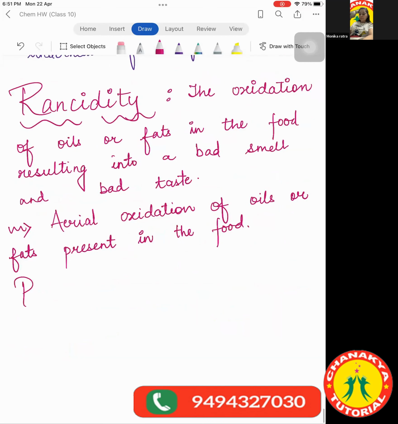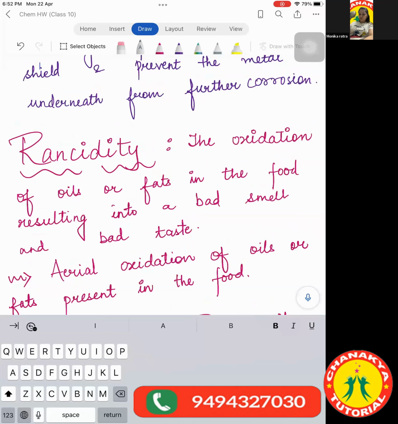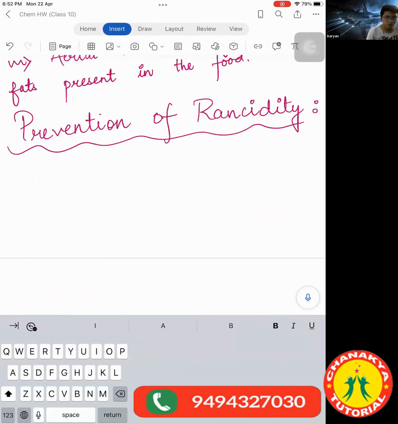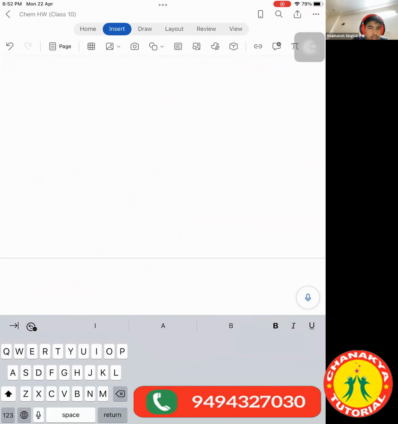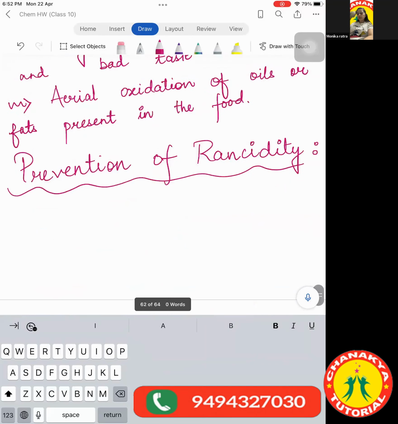Now we have the prevention of rusting. That's the last topic of this chapter. Prevention, rusting, no, sorry, rancidity. Prevention of rancidity. So children, what happens if there is some leftover food at your place? What does your mother do with that food? Sometimes keeps it in the fridge, sometimes throws it away. That's absolutely correct. It is kept in the fridge by your parents.